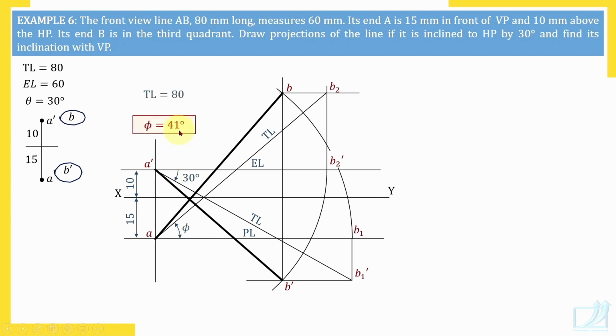Measure that phi, it will be 41 degrees. True length we always write outside the drawing. And all other dimensions, 30 degrees, 10, 15, we have inserted in the diagram. But all given dimensions you will have to insert. EL 60, nowhere have we mentioned that EL. So EL is 60 millimeters.